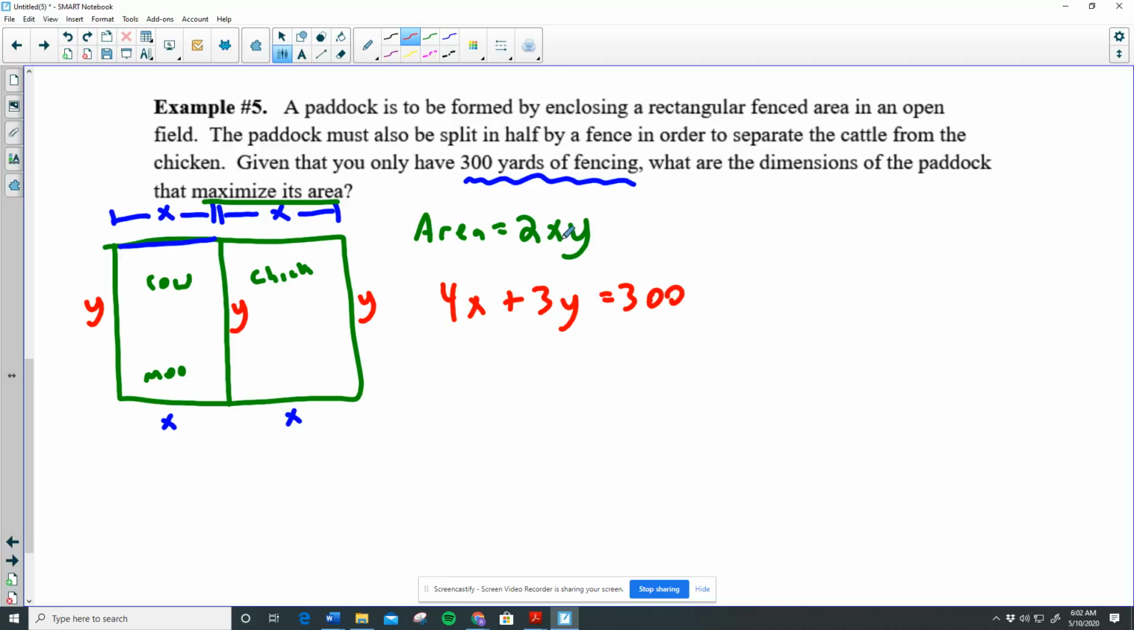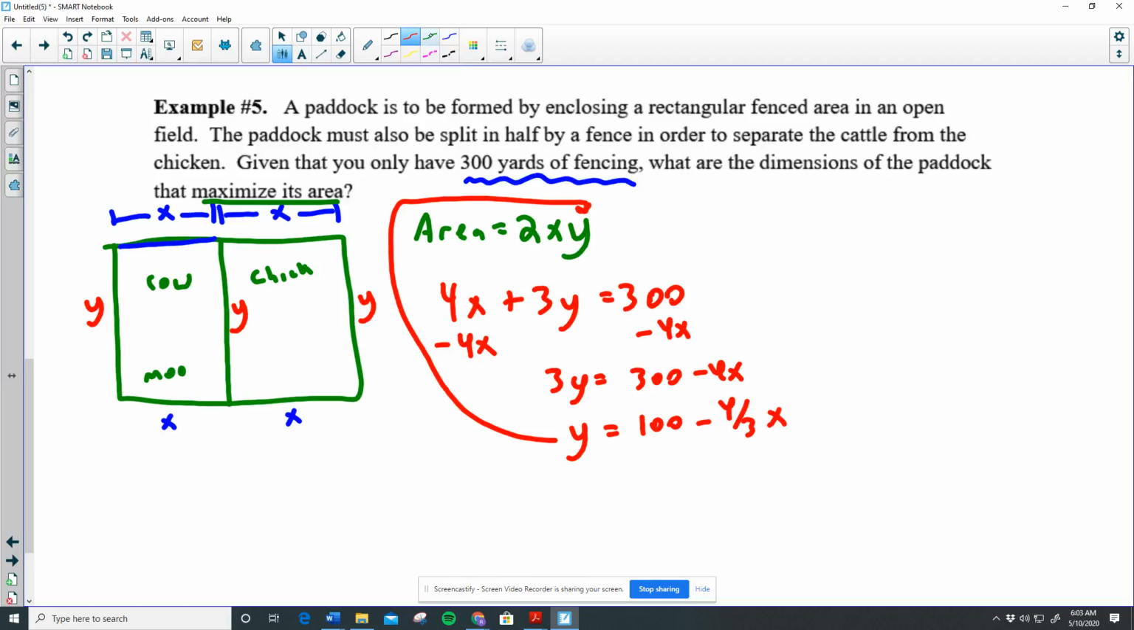Now I've got two equations, each of which has x and y, so I can simplify this and eliminate one of those variables. So let's rewrite this and solve for y. Subtract 4x from each side. And now I have to divide each term by 3. Get 100 minus 4/3 x. Now I'm going to take this and substitute it back in for y up here. So I get area equals 2x times 100 minus 4/3 x.